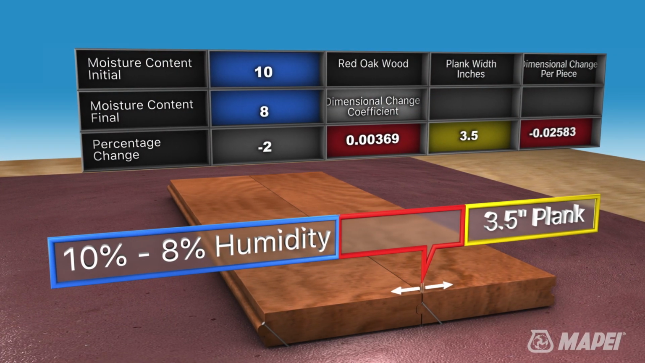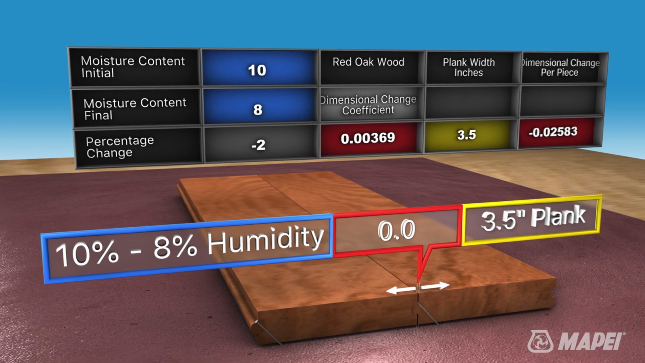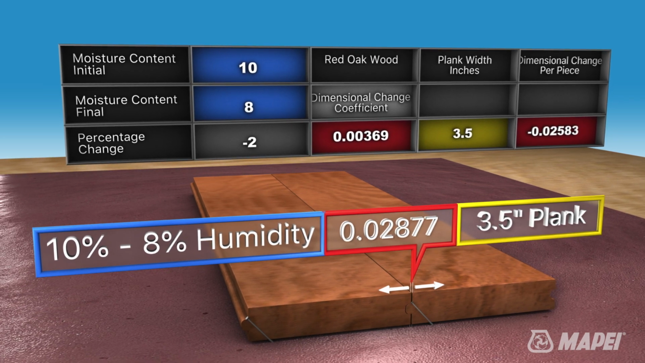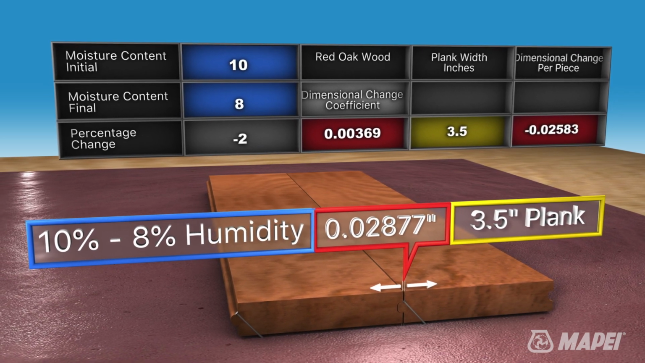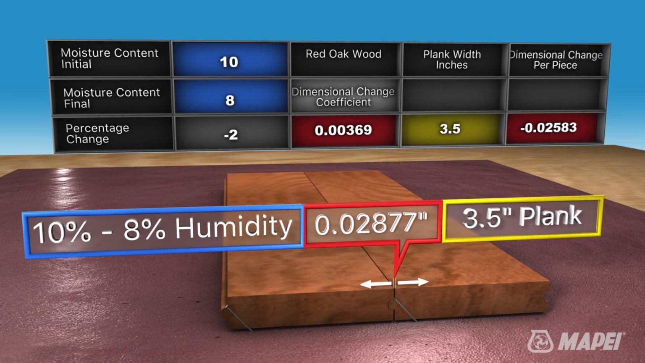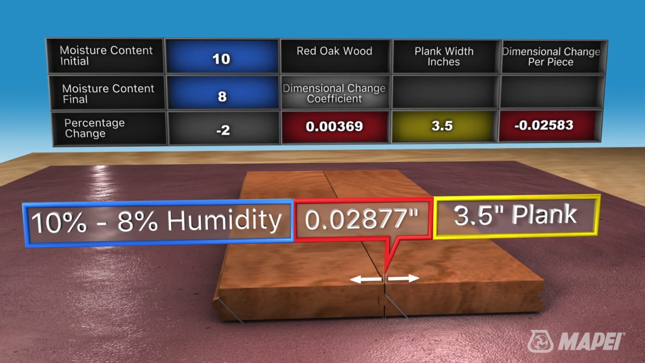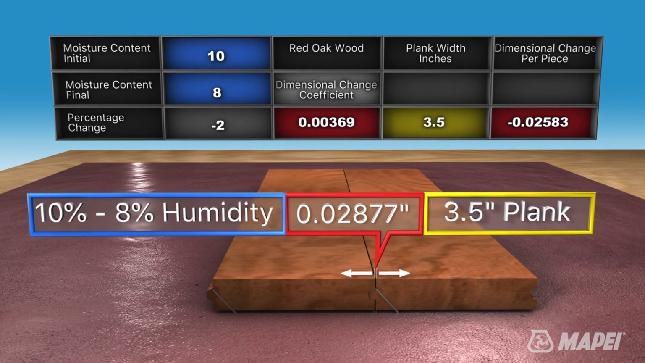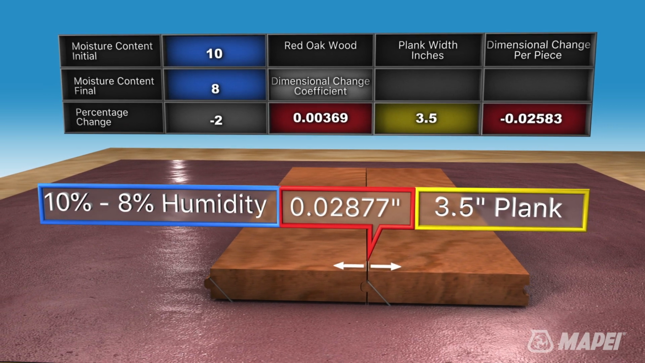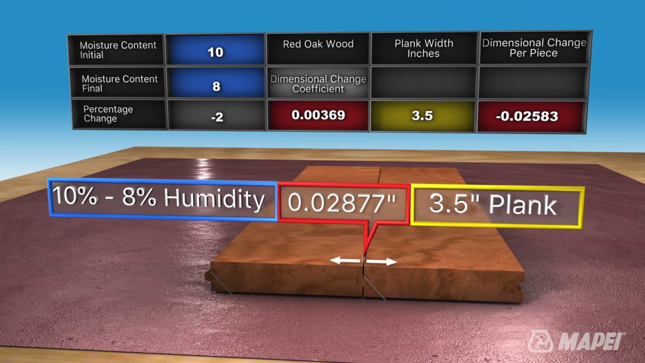Let's take a look at a very common one, red oak, for example. In this image you'll see an example where a 3.5 inch wide plank of red oak goes through a humidity change from 10% to 8%. So it's dried out somewhat. And you can see the change is going to be in the order of 0.02 inches. So not really going to give you much of a visual gap. That's a pretty small change.